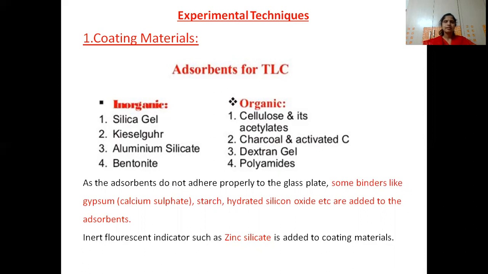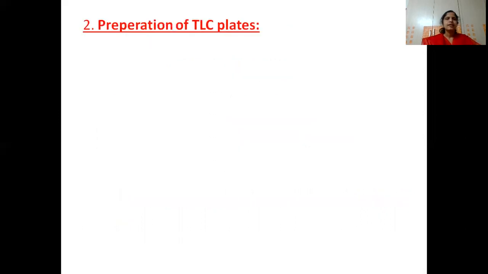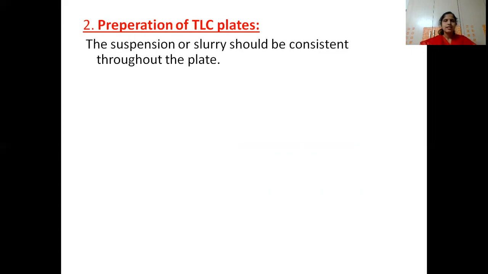So first we select the coating materials. Then, how to prepare TLC plates. The next step is the preparation of TLC plates. We need to prepare the slurry. Whatever adsorbent we select, we take that adsorbent along with the binders and prepare a slurry using chloroform and methanol. The slurry should be consistent. The suspension, or slurry, is just like the whitewash we apply to the walls of our house. It looks like that.